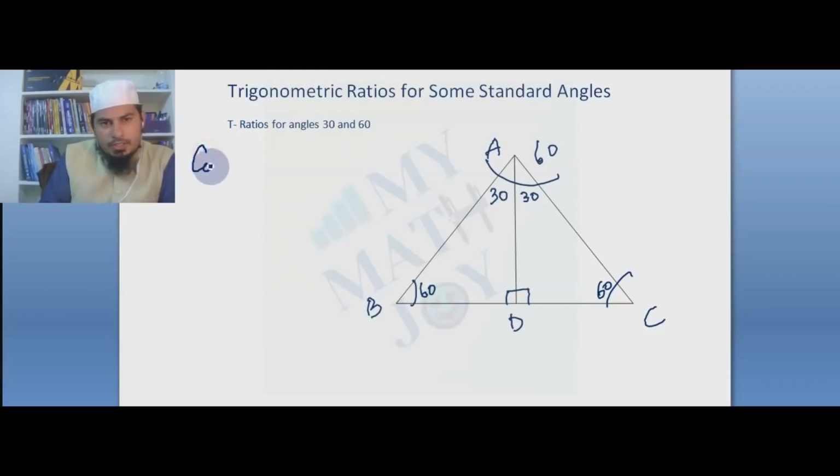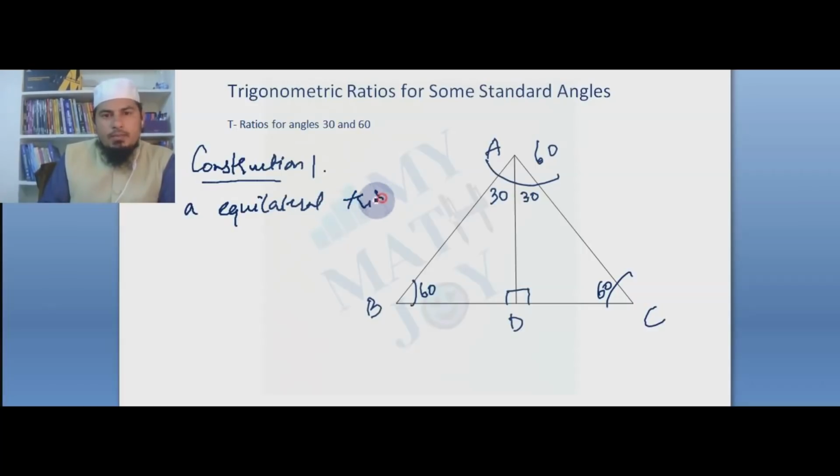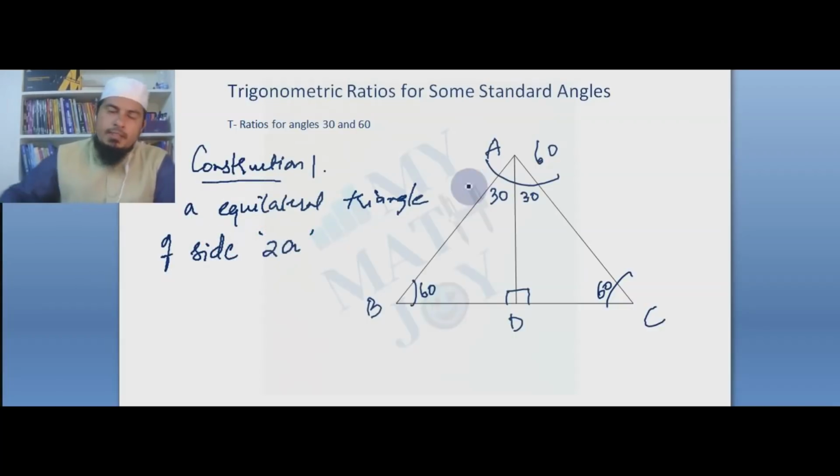Now, construction. What is it? In order to do the problem, we have to construct an equilateral triangle of side, how much? 2a. Let us take side 2a.